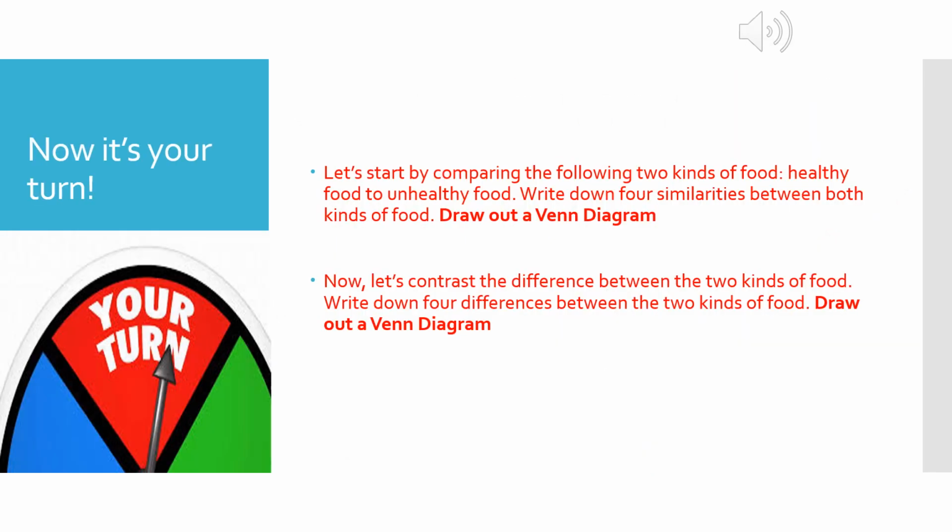Now, it's your turn. Let's start by comparing the following two kinds of food: healthy food to unhealthy food. Write down 4 similarities between both kinds of food and write down 4 differences between both kinds of food. Please draw out a Venn diagram. Pause your video until you are done.